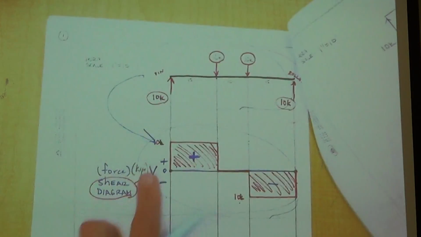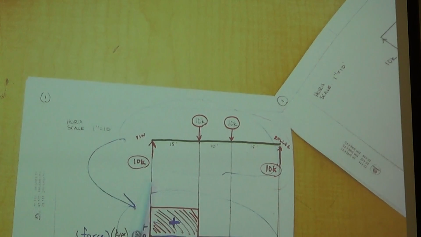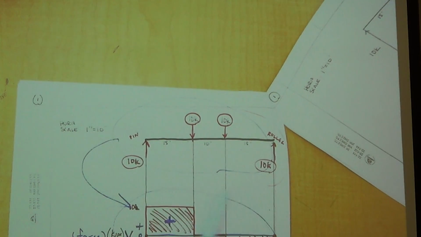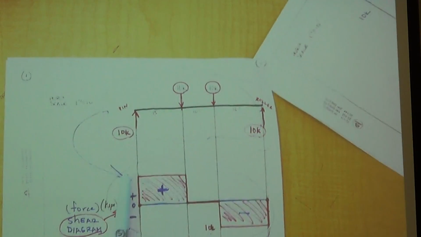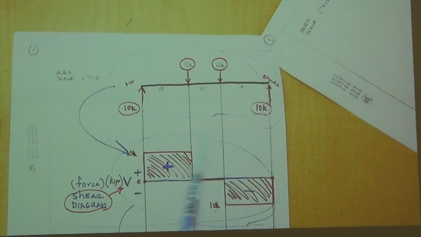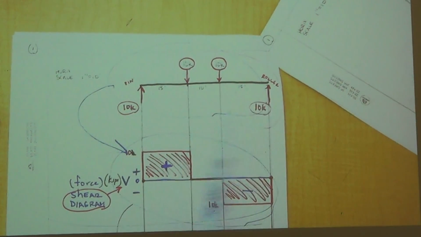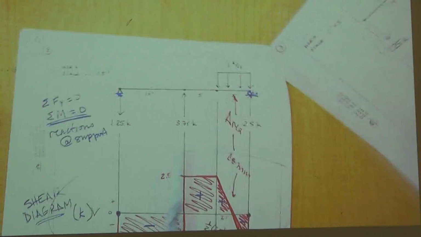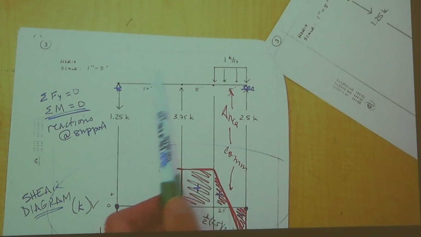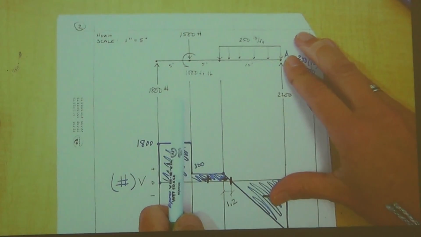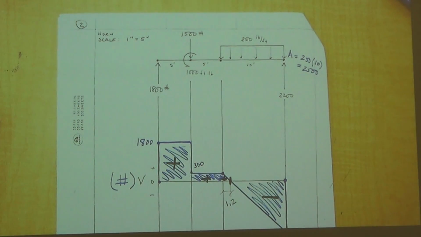Okay, I have a couple of questions first. Santiago, in this first problem, were there any concentrated moments? No, they were all concentrated forces. In the second problem, were there any concentrated moments? No. Concentrated moments, like a screwdriver spinning it? No. Right. But in this third problem, we're introducing something new. Is there a concentrated moment?